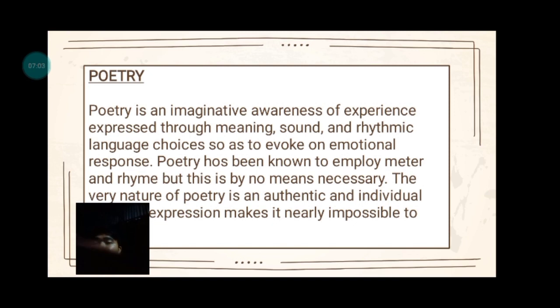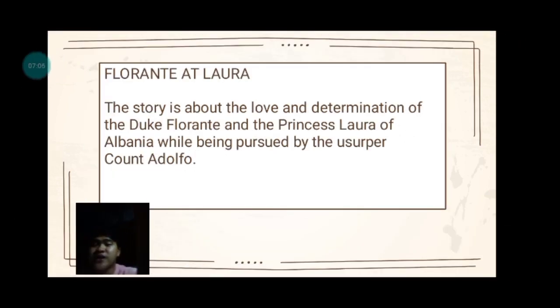So one of the examples of poetry is Florante at Laura. The story is about the love and determination of Duke Florante and Princess Laura of Albania while being pursued by the usurper Count Adolfo. Florante at Laura is an 1838 awit written by Tagalog poet Francisco Balagtas. It is considered one of the masterpieces of Philippine literature.